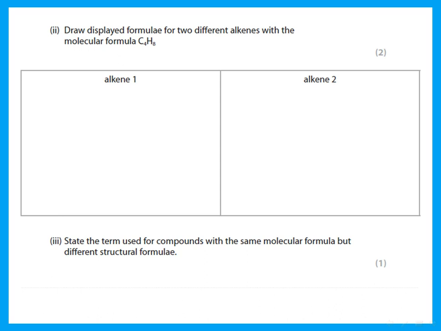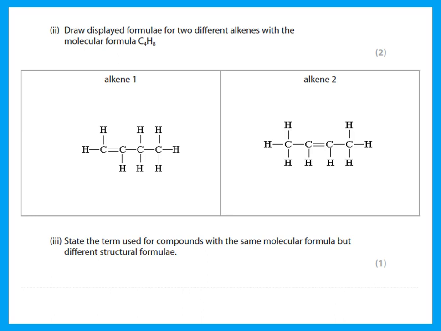Draw displayed formula for two different alkenes with the molecular formula C4H8. How do we draw two different alkenes? That means he's saying draw isomers of C4H8. You should remember that C4H8 is butene because it has 4 carbons and it's an alkene, so that is butene. And I have two types of butene depending on the position of the double bond. So this would be called 1-butene or but-1-ene. The other one is when I put the double bond in the middle, and this is but-2-ene or 2-butene.